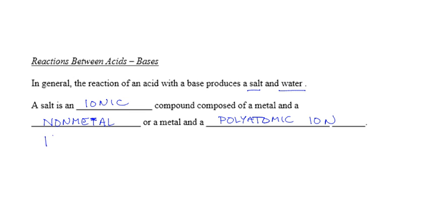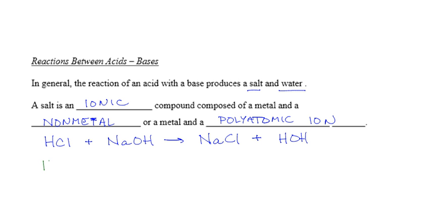So if we take HCl and we react it with NaOH, a double replacement reaction happens. We form NaCl and HOH. We still have to balance, but this one is already balanced out.